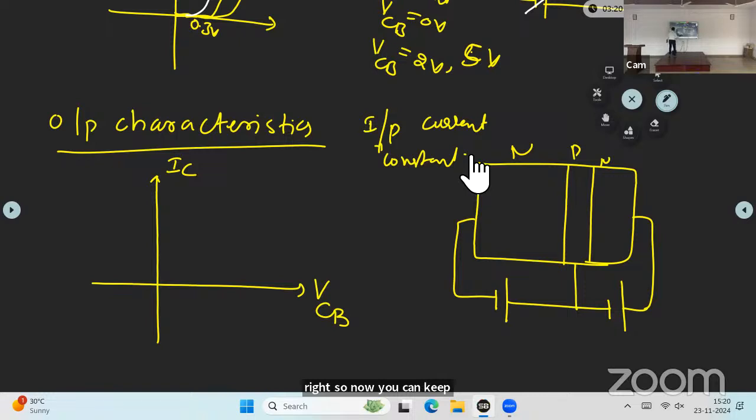Now first, what is the input current in the circuit? What is the input parameter?